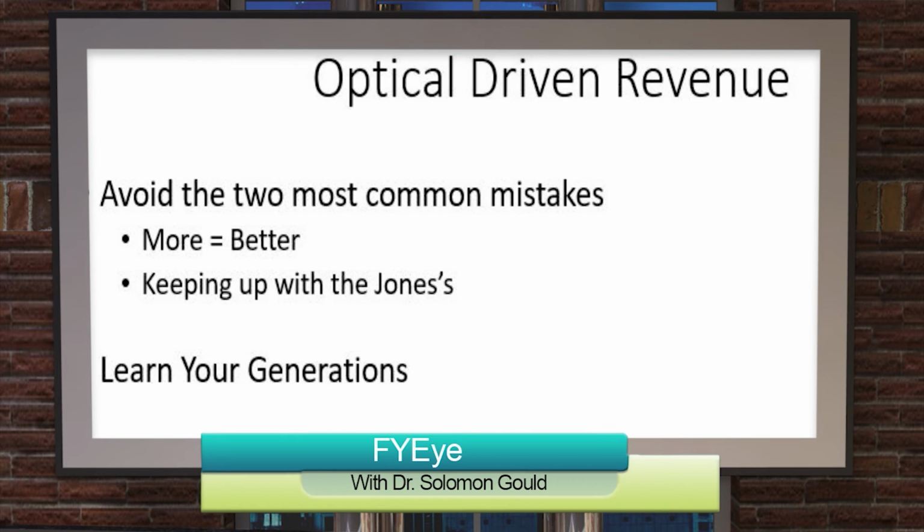Now, I'll give you two little pearls for today's segment on the optical-driven revenue component. Number one, avoid common mistakes. I see a lot of doctors of optometry, whether they're freshly opening a practice or revising the optical of an existing practice, and the two most common mistakes I see are, number one, more equals better. In other words, if I don't have every frame line and every lens option out there, I'm going to lose a customer. The second common mistake is simply keeping up with the Joneses.